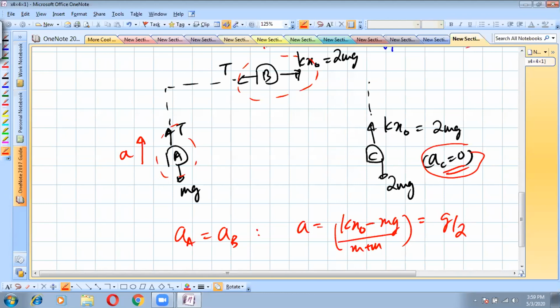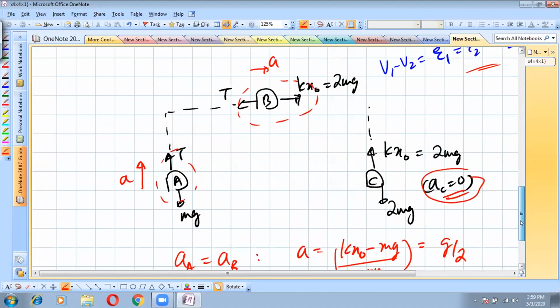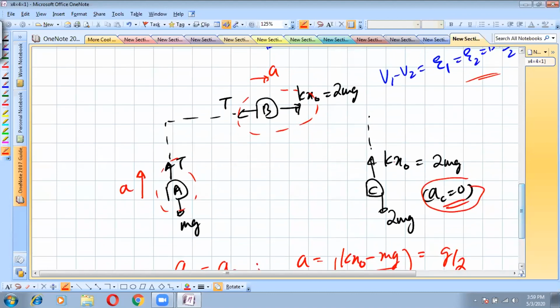Sir, if B moves to the left with g/2 acceleration, then the other parts will also go down, na? No, it is moving towards the right, beta. See, B's acceleration is towards the right because this kx naught is not exceeding... Yes, sir.